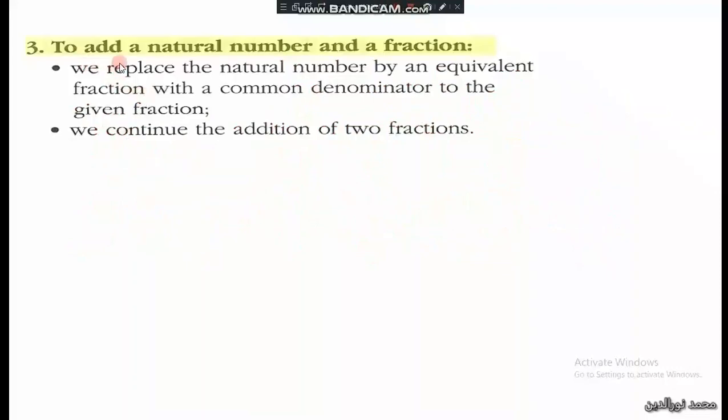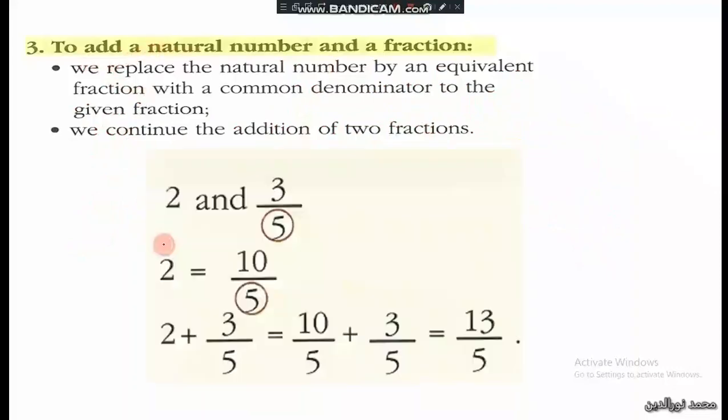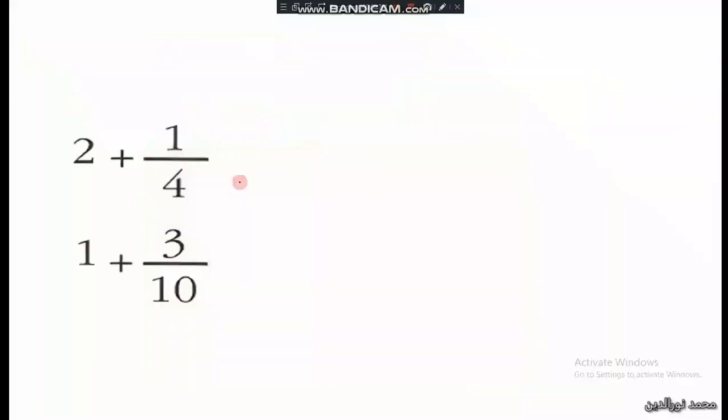So to add a natural number and a fraction، فإذا بحال إذا أنا عم بجمع natural number مع fraction، فإذا we replace the natural number by an equivalent fraction with a common denominator to the given fraction and then we continue addition of the two fractions. فإذا أنا هون بدي أحول هيدا الناتشرال نمبر لفراكشن، ويكون الدينومينيتور لهيدا الفراكشن مثل الدينومينيتور للفراكشن الثاني، وبعدين برجع بجمعهم مع بعض.